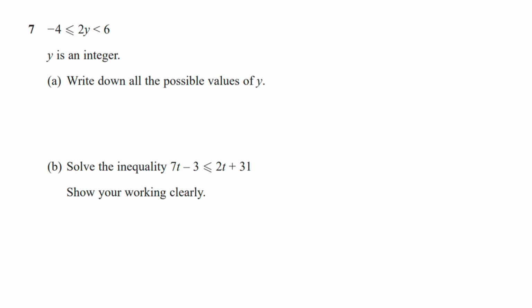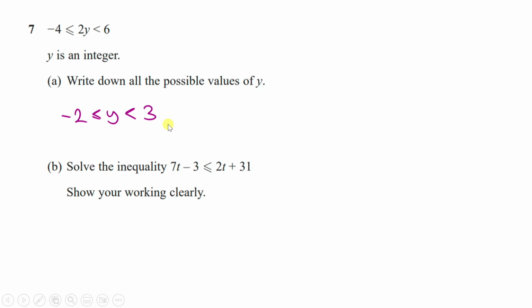Okay, number 7. So they give us an inequality and they say y is an integer, so y is a whole number. Now write down all the possible values of y. Okay, so what I like to do with this type of inequality, if you've got a number in front of the y, let's go ahead and divide by that number because we like to see just y. So let's divide everything by 2. If you do that, you should get this.